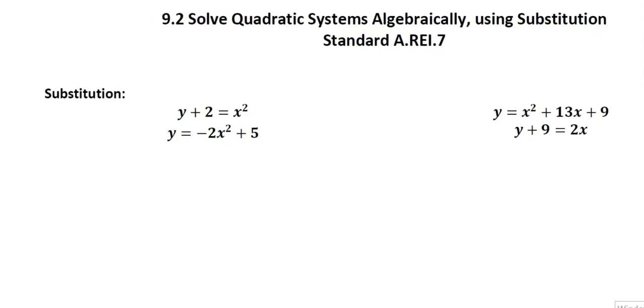Hello, welcome. In this lesson we will be learning how to solve quadratic systems algebraically using substitution.